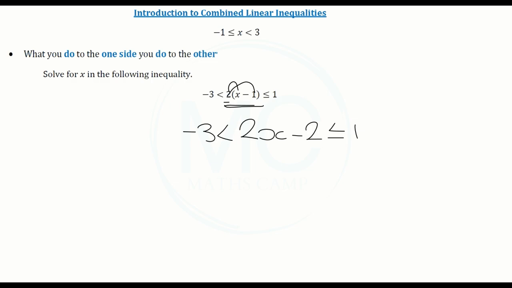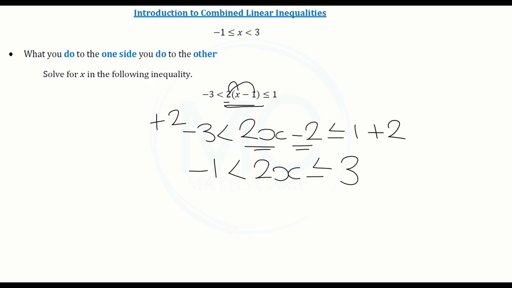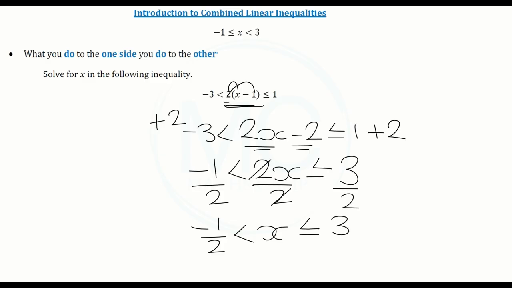But now we want to get 2x by itself, so we need to get rid of the negative 2. Let's add 2 on this side and on this side. Negative 3 plus 2 is negative 1, which is smaller than 2x, which is smaller than or equal to 3. Now to get x by itself, let's divide all of our terms by 2. So over 2, over 2, and over 2. Now we have negative 1 over 2 is smaller than, the 2's cancel, and we have our x value, is smaller than or equal to 3 over 2.